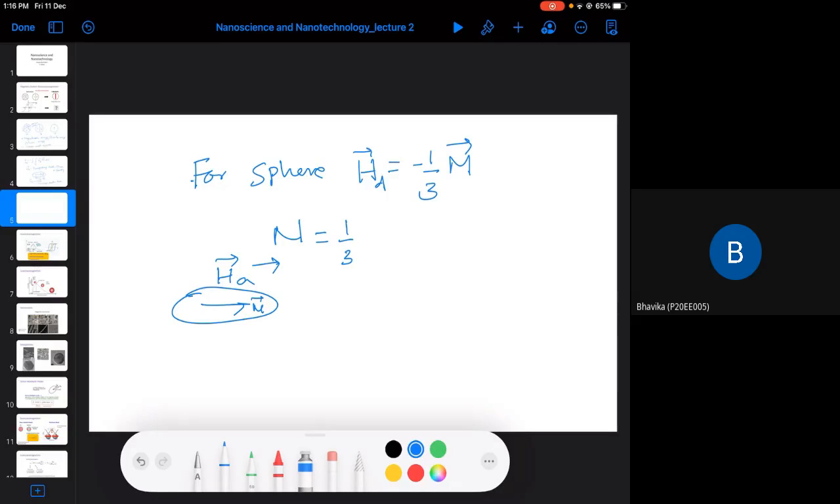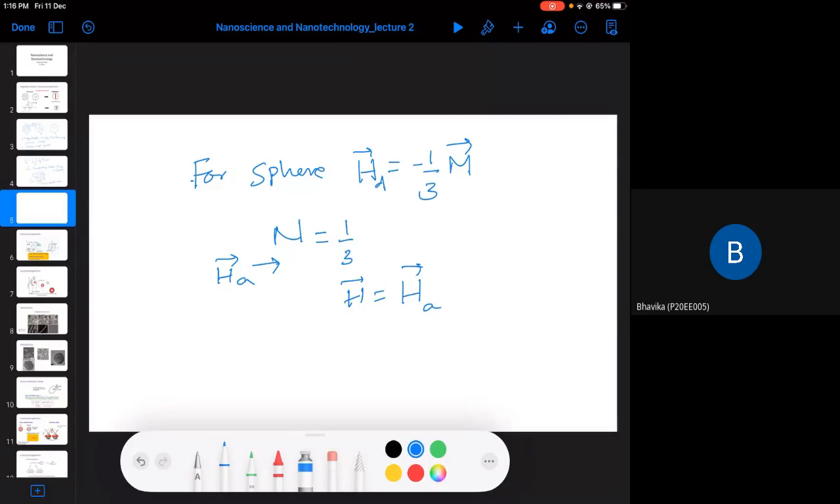with a magnetization M. So now, let's say there is no ferromagnetic body, there is nothing there. So your H, and I am applying a magnetic field HA. So my H will be equal to HA.